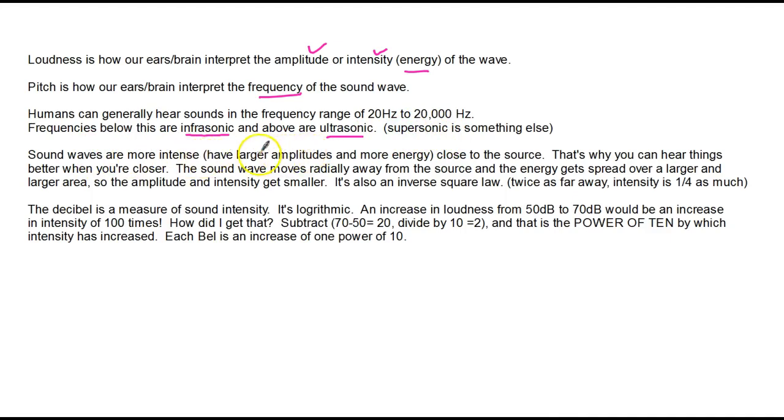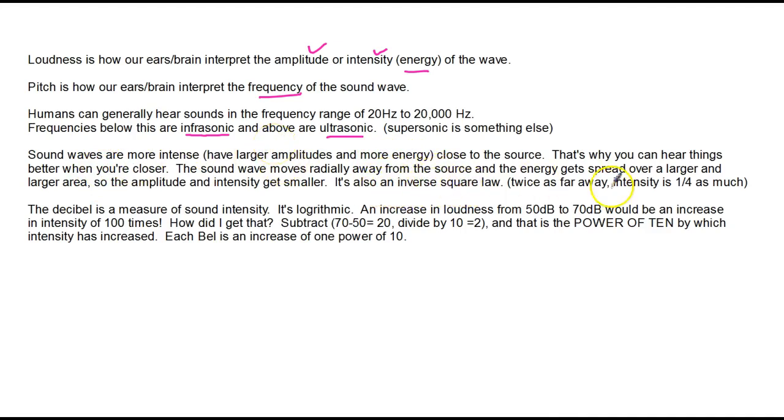Sound waves are more intense, have larger amplitudes and more energy close to the source. We said earlier that amplitude decreases as a wave travels. So the closer to the source, the greater the amplitude, the greater the intensity, greater the energy. So sound is louder closer to the source. That's why you hear things better when you're closer.